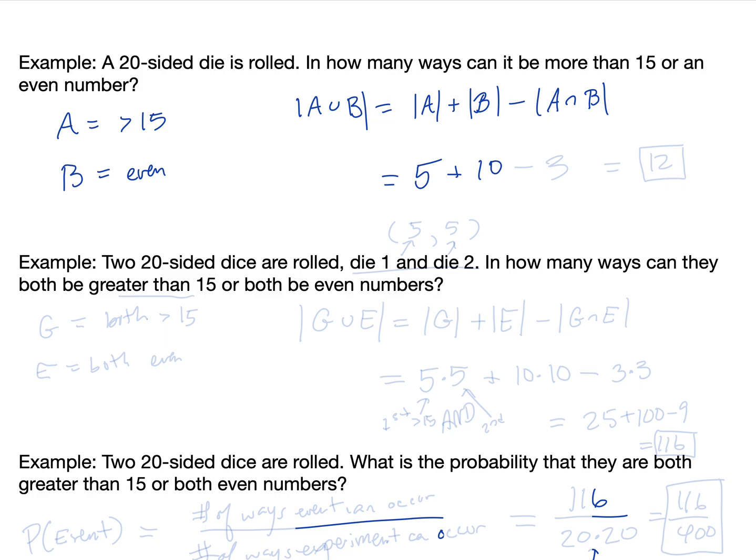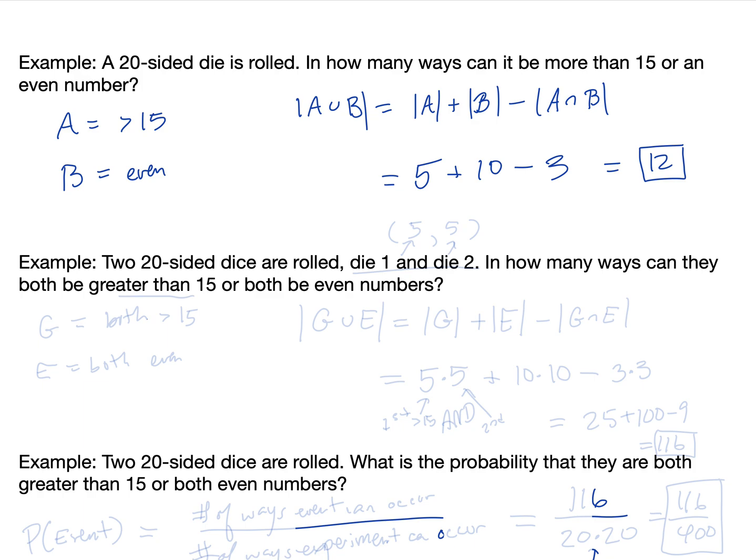10 of them are even, minus, now where are the cases where the die shows both an even number and a number greater than 15? That's 16, 18, and 20. There are 3 of those. So the total number of ways that this can occur is 12. 12 ways this can occur.